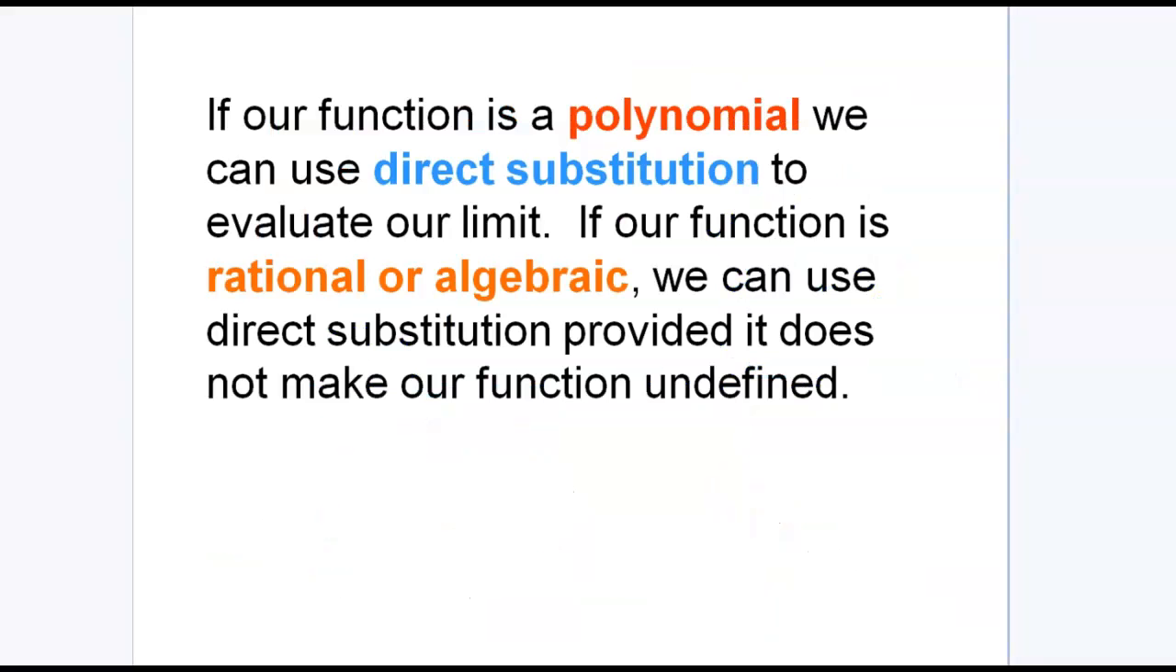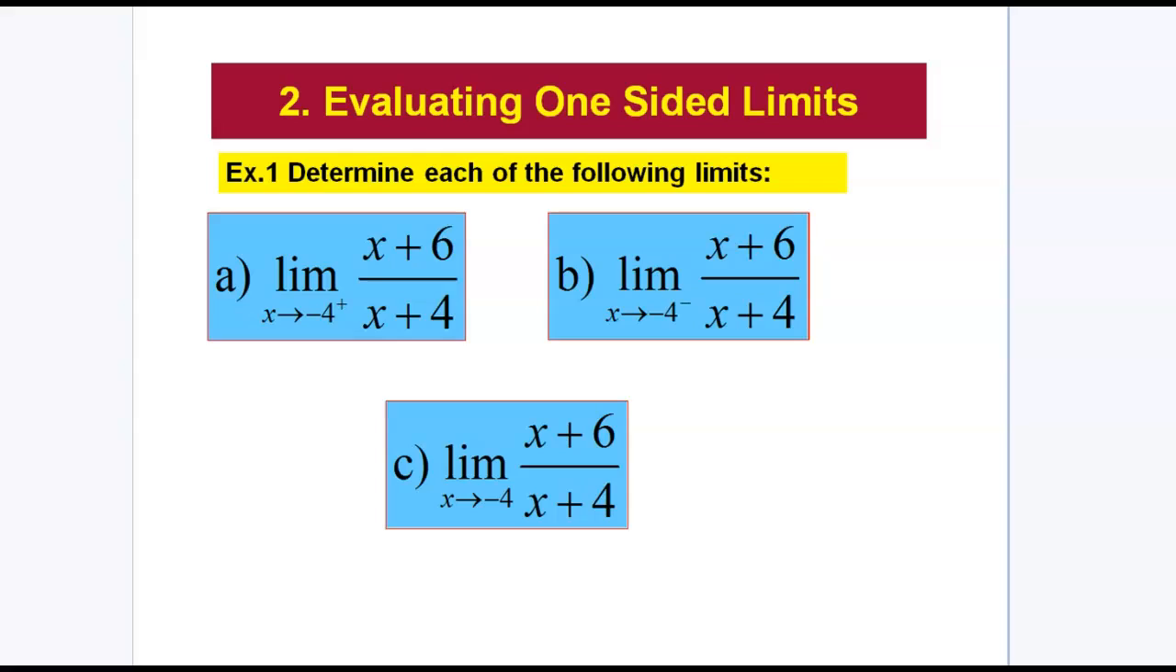So basically, if our function is a polynomial, we can use direct substitution. If our function is rational or algebraic, we can also use direct substitution, provided it doesn't make our function undefined. Now, how do we evaluate one-sided limits? Okay, so we are given a question here.